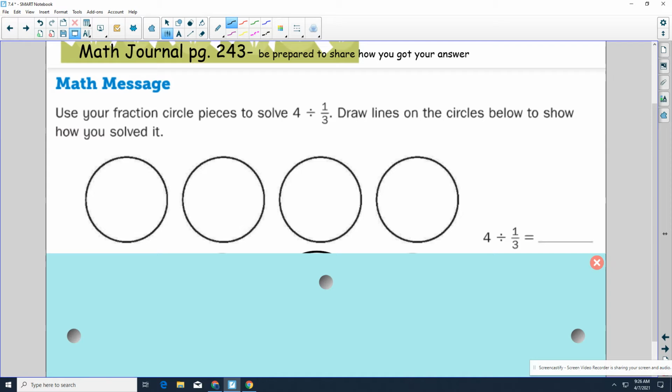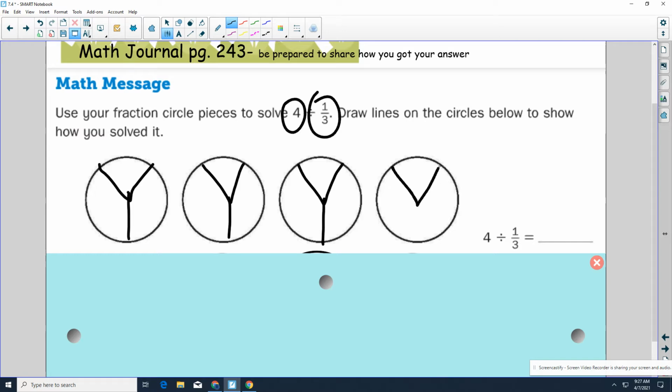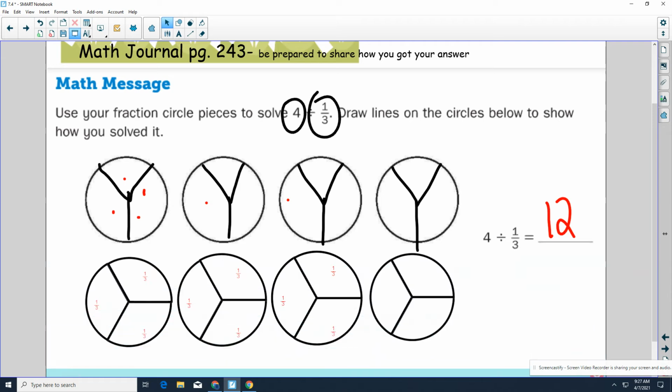So we're going to do 4 divided by 1/3. And I can see that I have 4 circles already marked, but I need to split them into thirds. Okay, so I'm going to split them into thirds there. And obviously these aren't equal. If I wanted to make them equal, I would measure them out. But you can still see that I've got them each split into thirds. Each circle is worth 1, 2, 3 thirds. And I have 4 of them, so let's see, 3, 6, 9, 12. So I know that 4 divided by 1/3 based on my visual is 12. There are 12 thirds inside of 4.